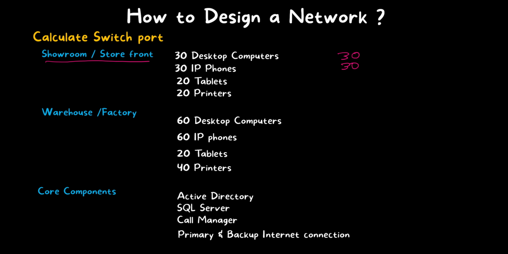So we can consider 10 Wi-Fi access points at the showroom area. Each access point needs one network cable, and each cable requires one switch port. So 10 access points require 10 network ports. Now let's go to the printers.